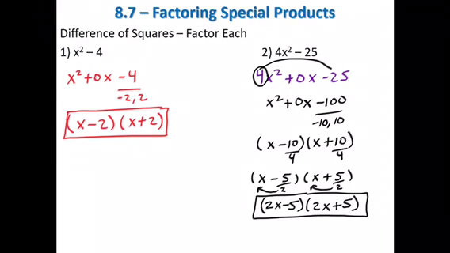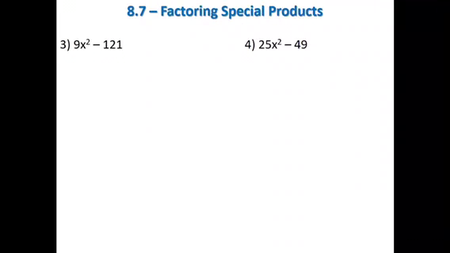Let's look at a few more. All right, this time we have 9x squared minus 121. We're going to add in the middle term, so we've got 9x squared plus 0x minus 121. All right, so we'll use slide divide.